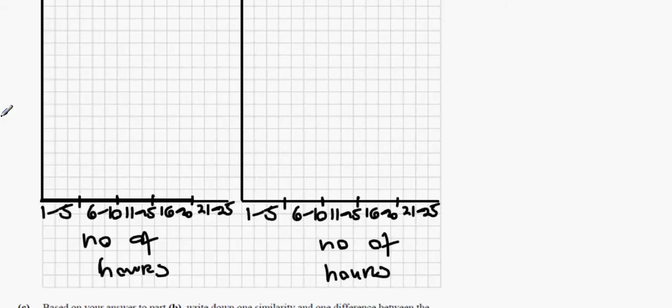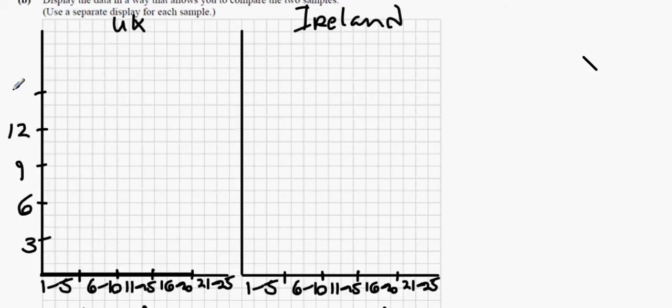And then we've just got it. We might go up in threes on this axis, because this can be number of people. 3, 6, 9, 12, 15, 18. Okay, so we can just go up and we can use the same scale on both axes: 3, 6, 9, 12, 15, and 18 there.